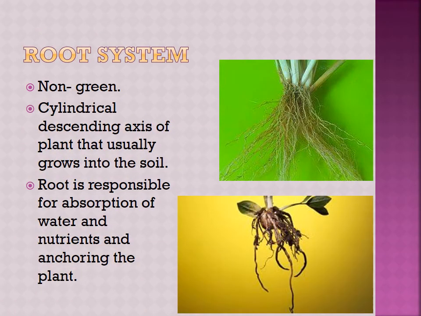Now we are going to see about the root system. Have you seen a root? Is it green in color? No, it is non-green. It is the cylindrical descending axis of the plant that usually grows into the soil. Root is responsible for absorption of water and nutrition. So the main function of root is absorption of water and nutrition. Through the root only, the plant can get water and nutrition. Can you understand?